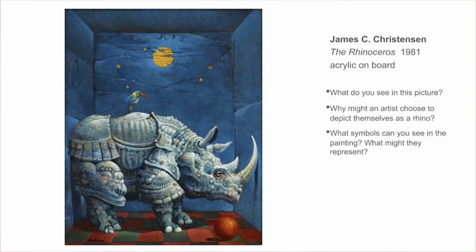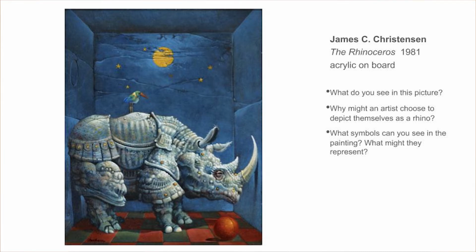Now let's take a look at another self-portrait. This artwork is called The Rhinoceros, and it is done by the artist James C. Christensen. This artwork is considered to be a self-portrait of the artist. Why do you think the artist would want to show himself as a rhinoceros? Christensen explained that he showed himself as a rhinoceros because rhinoceroses are a symbol of age.